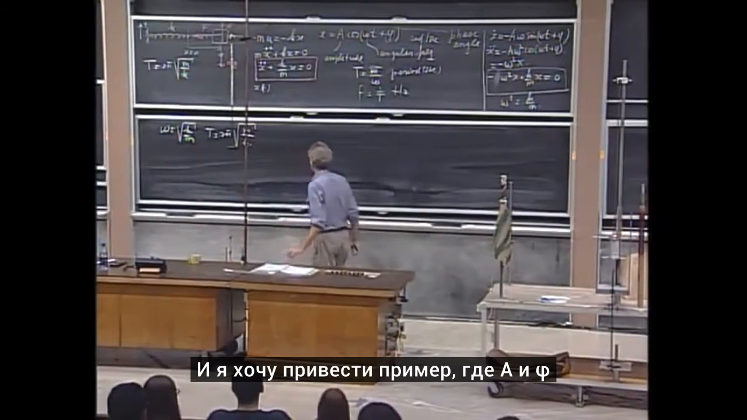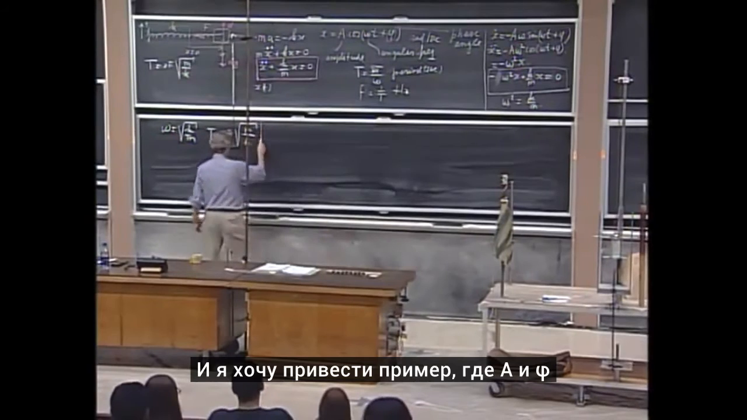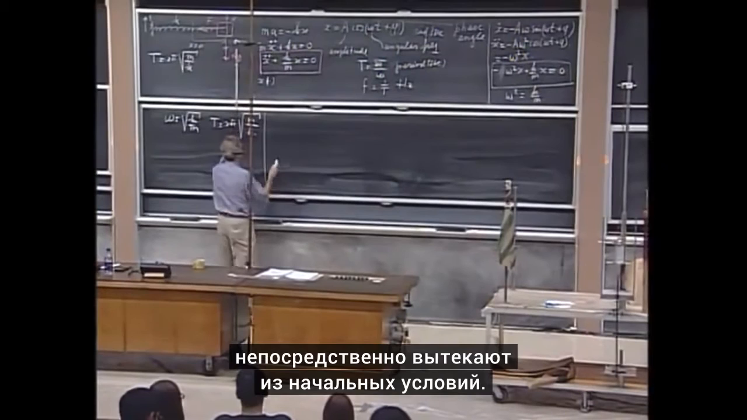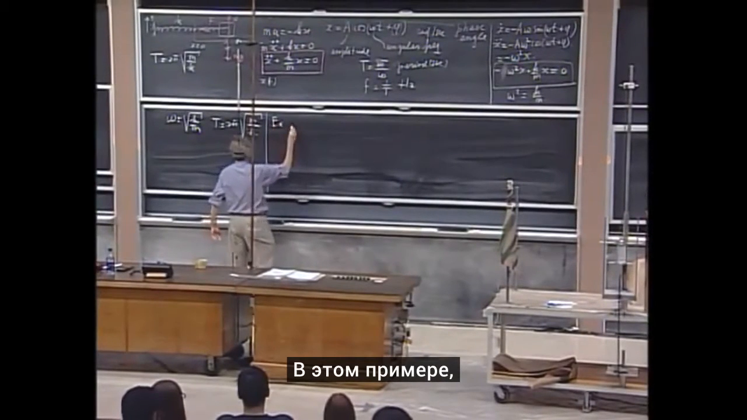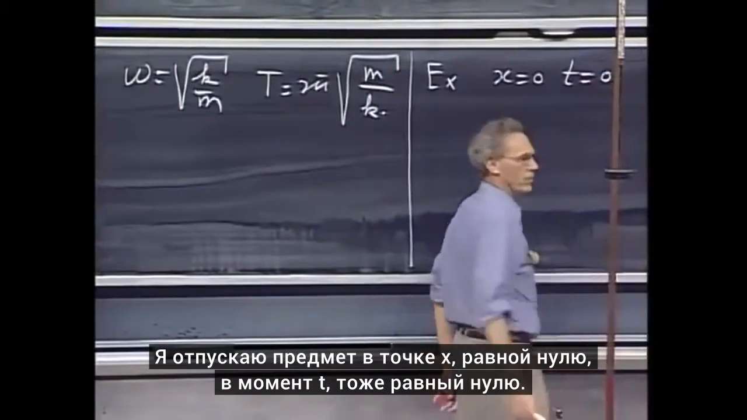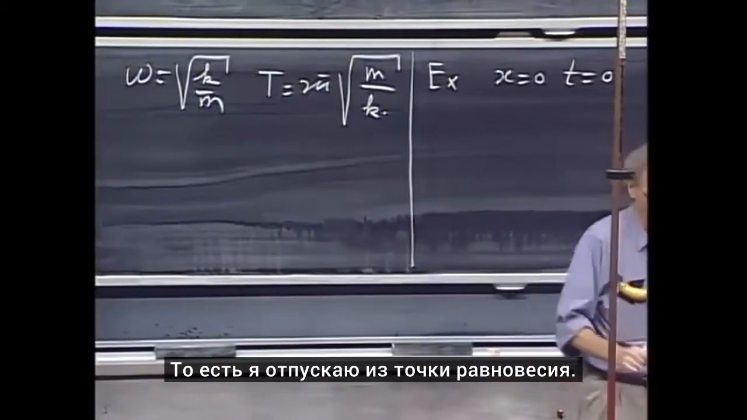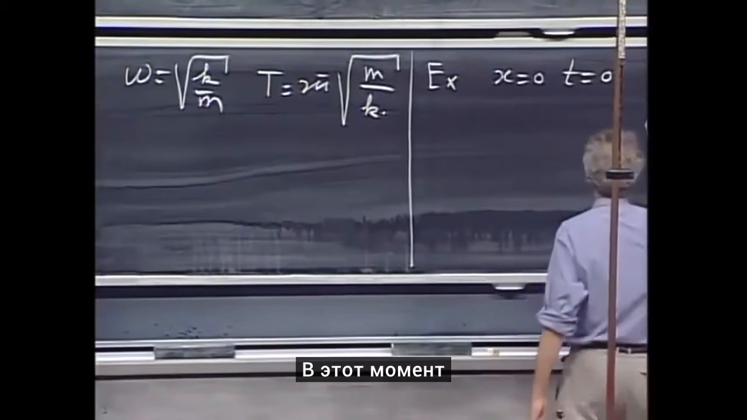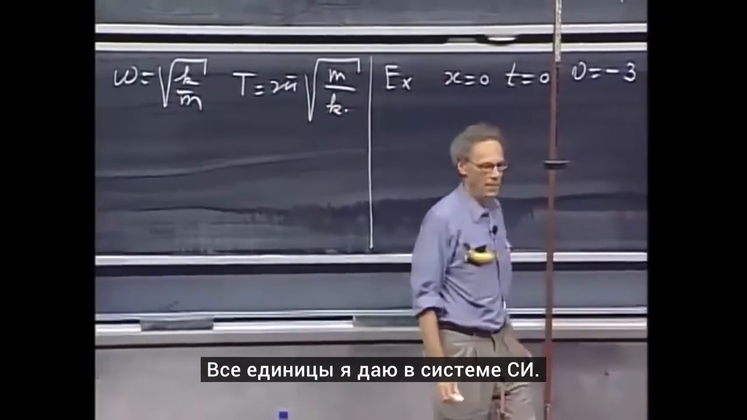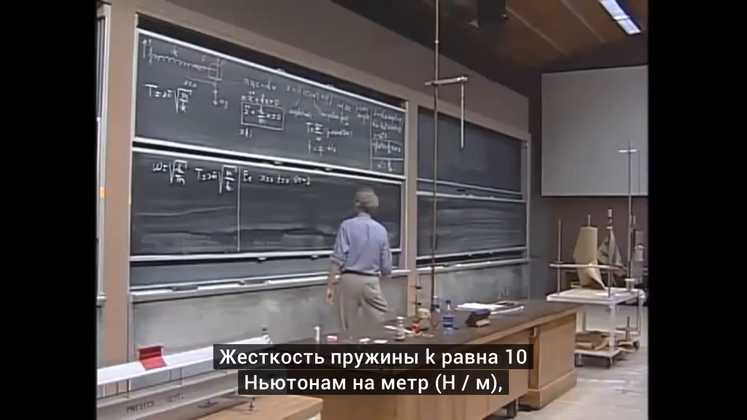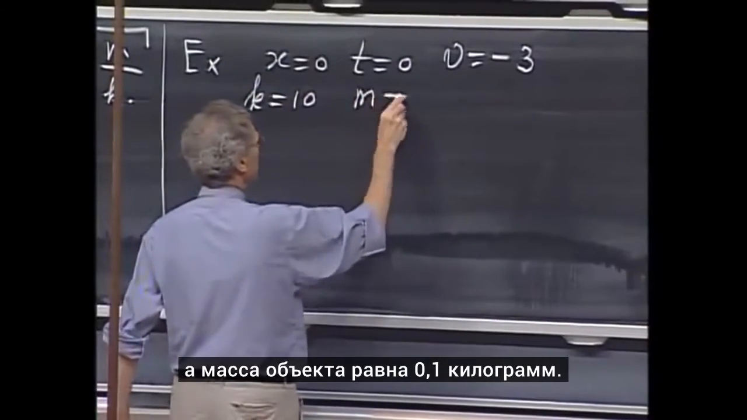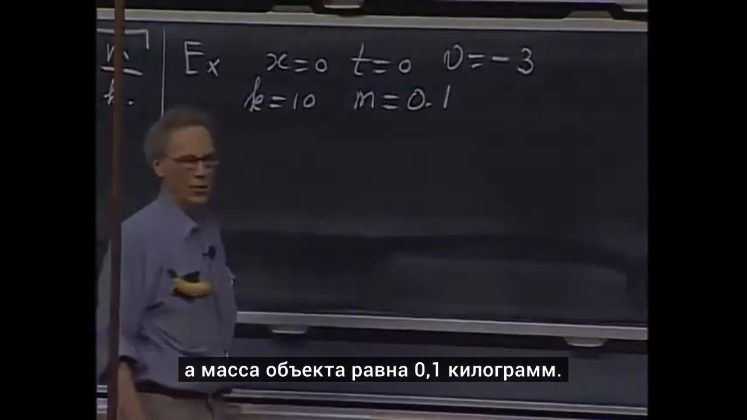And I want to do an example whereby you see how A and phi immediately follow from the initial conditions. So in this example, I release the object at x equals 0, at t equals 0. So I release it at the equilibrium. At that moment in time, I give it a velocity which is minus 3 meters per second. My units are always in MKS units. The spring constant k equals 10 newtons per meter, and the mass of the object is 0.1 kilogram.